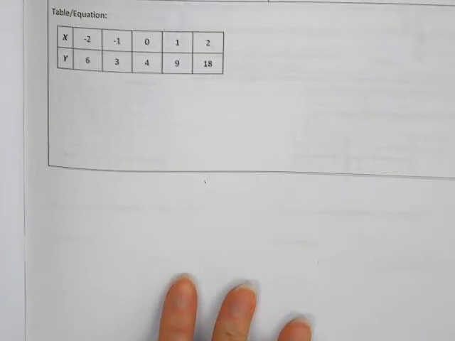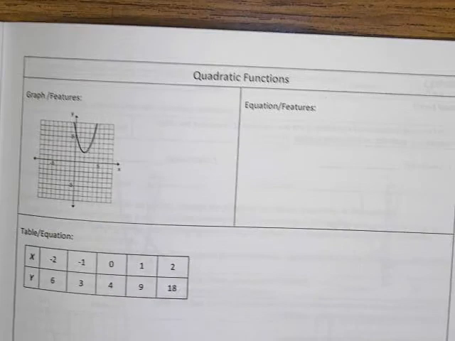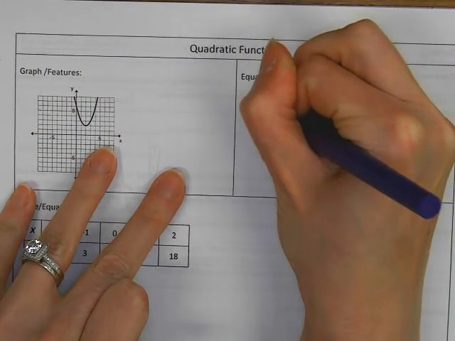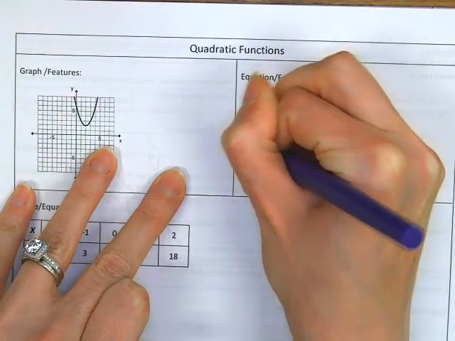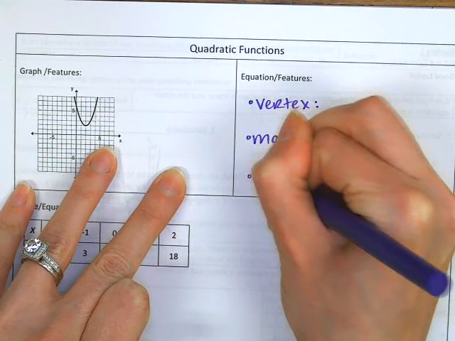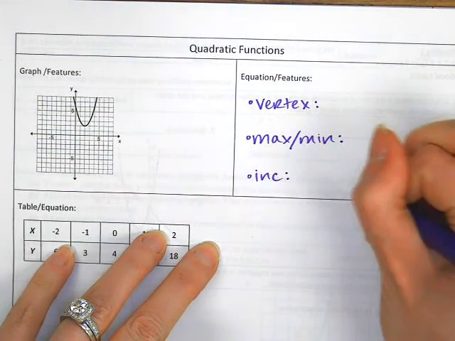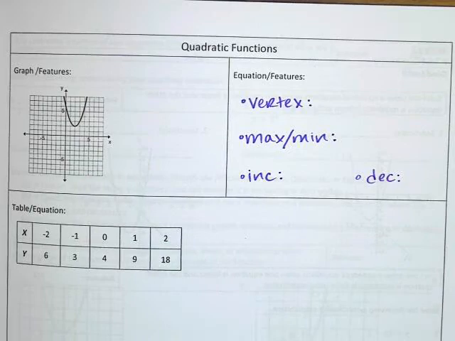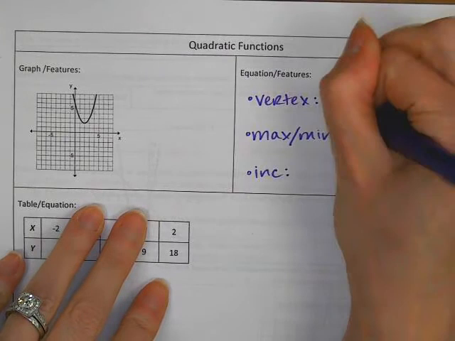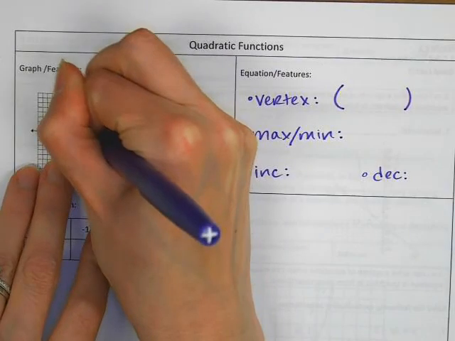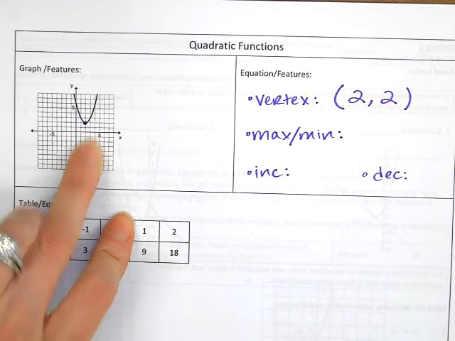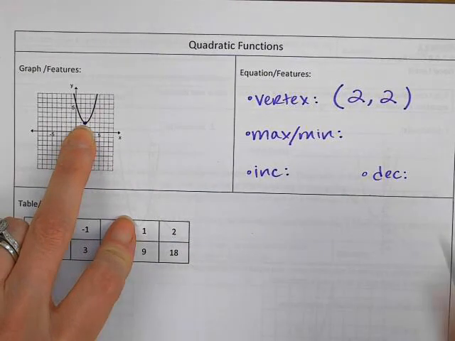All right, moving on to quadratics. These are the hard ones. If it is a quadratic function, you are going to have to find the vertex, tell us if it's a max or a min, and then tell us the intervals where it's increasing and the intervals where it's decreasing, because a parabola does both. Okay, so the vertex. The vertex is right here at 2, 2. And I think it's a min, right? It's at the bottom of the graph, so it's a min.